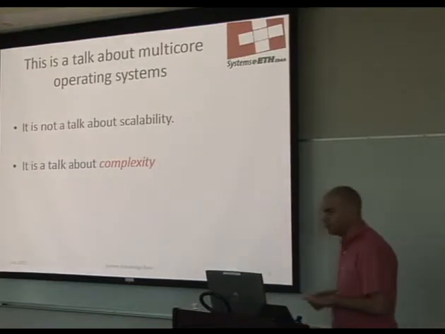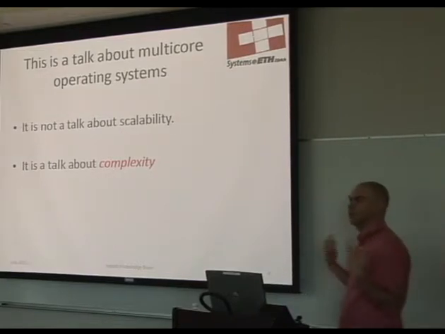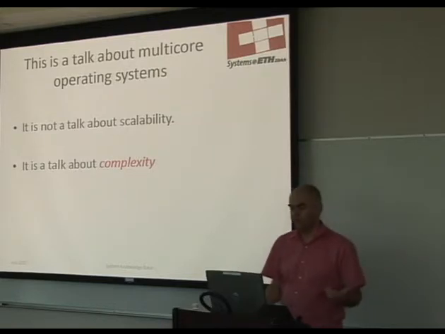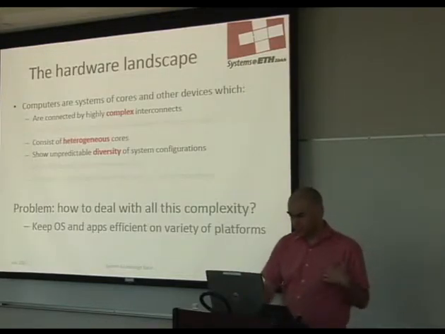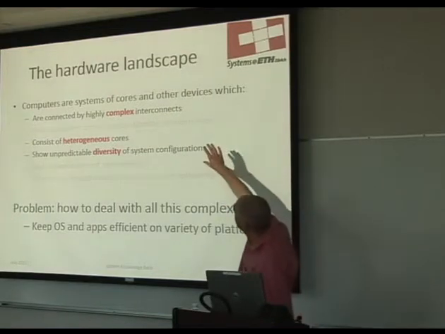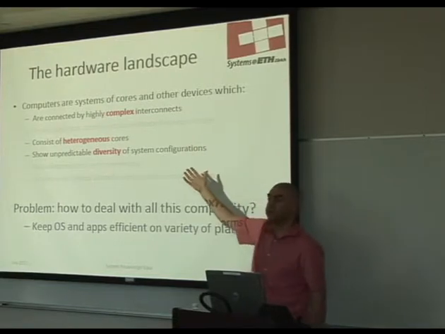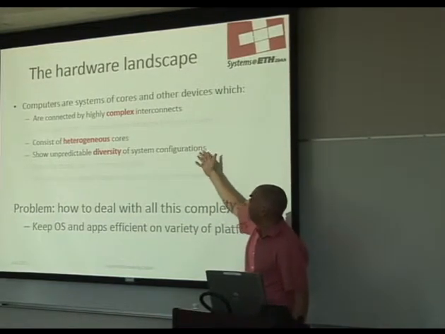And so this is a talk about multi-core operating systems, but it's not a talk about scalability. It's not a talk about how to deal with a very large number of cores. This is really a talk about complexity, right? And it's a talk about how to deal with a very complicated interconnect in a machine, a set of heterogeneous cores connected by that interconnect, and a structure that you don't necessarily know in advance.